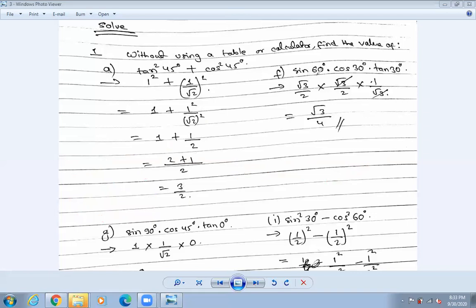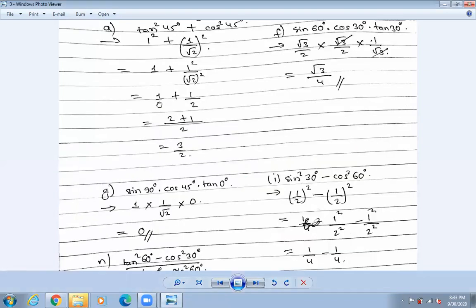So sin 60 equals root 3 by 2, cos 30 equals root 3 by 2, tan 30 means 1 by root 3. So root 3 will be cancelled. So root 3 into 1 by root 3. 2 twos are 4. Since the root is above in the numerator, mathematically there is no need to do rationalization. This is our answer. Understood? Just put the value, multiply, finished.